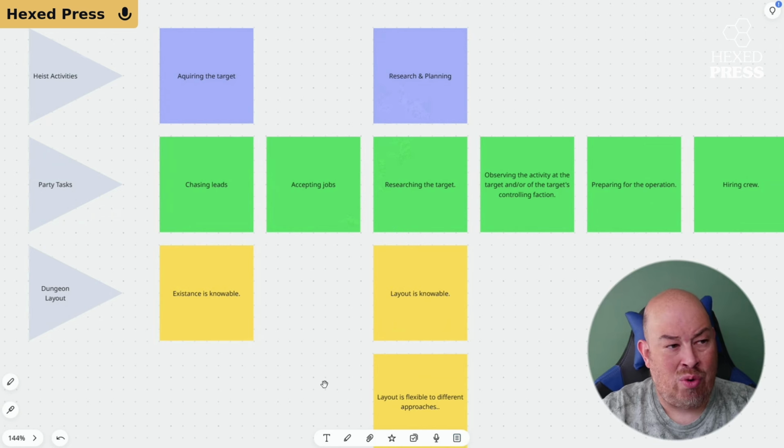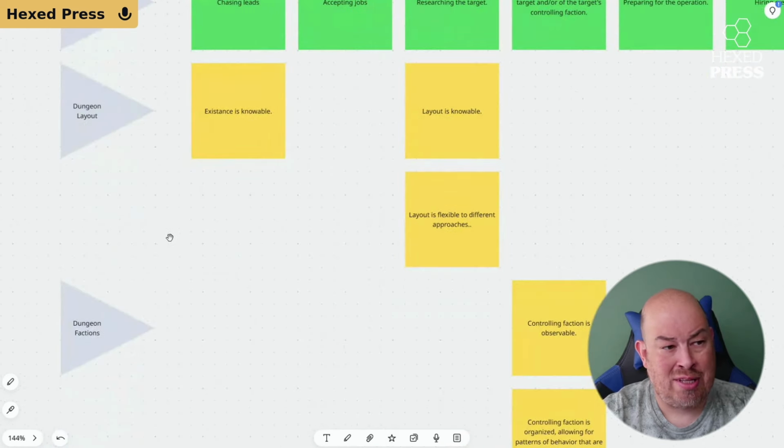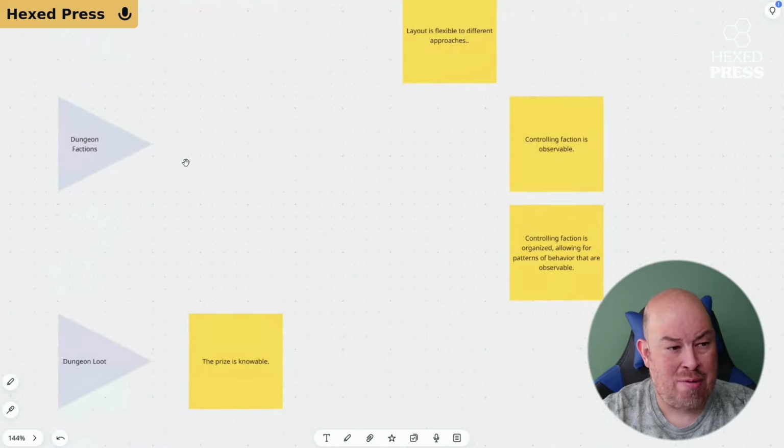Underneath that, we have a row that's listing out your party tasks, what the party will be doing. And then in terms of the GM side, because remember, we're not going to have any control over what the party does, things about the dungeon. And that's split up into multiple sections, some about the layout, about the factions, and then about loot.